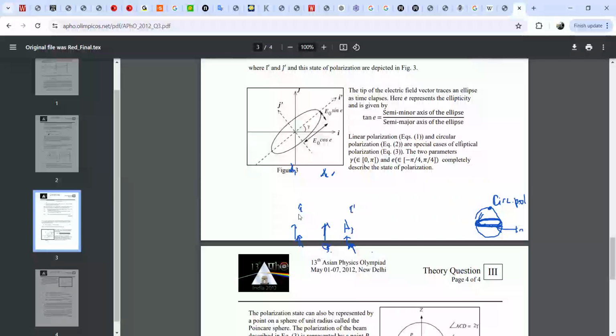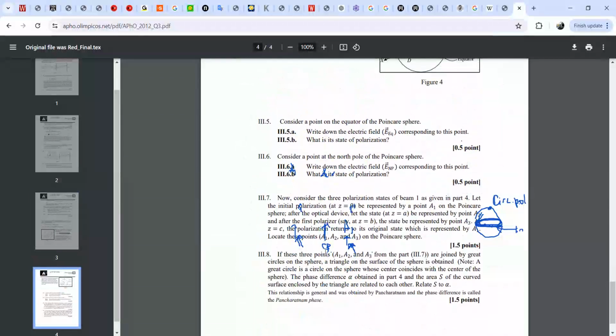And finally, what it is saying is, if these 3 points, A1, A2, and A3, are joined by great circles on the sphere, a triangle on the surface of the sphere is obtained. Типа, ошол 3 поинттарды join кылсаңар, triangle келип чыгат дейт. Ну, допустим, рандом бир поинттарды алайлы да.